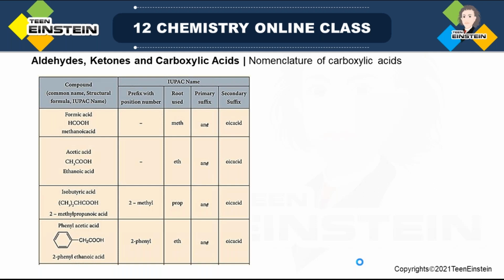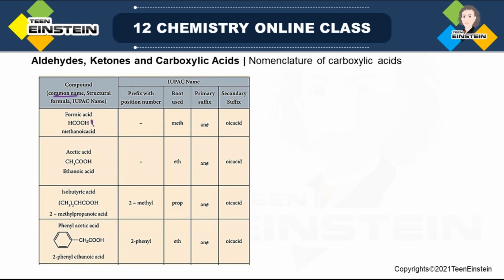Some examples we'll see where prefix, root word, primary suffix, and secondary suffix are all individually shown. Here in the left-hand column, first there is the common name, then the structural formula, then the IUPAC name. Common names are mostly used for some acids. We will come to that point later. Right now, just focus on how we are writing the IUPAC name.